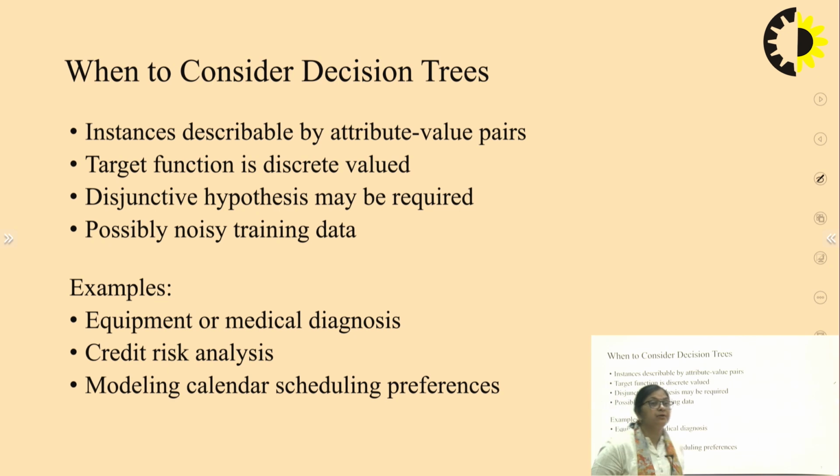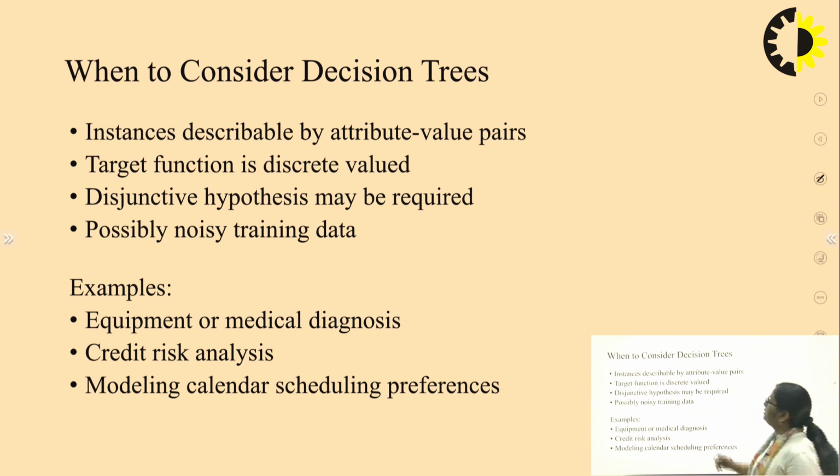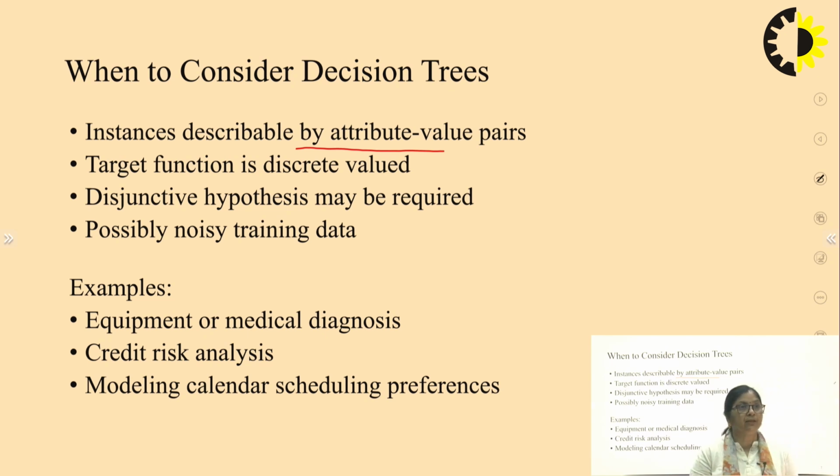Now an important question comes: in what cases should we use the decision tree? We can apply decision tree learning when we have instances which can be described by attribute value pairs. It means we have attributes and their corresponding values. When we have these types of inputs, we can apply a decision tree.